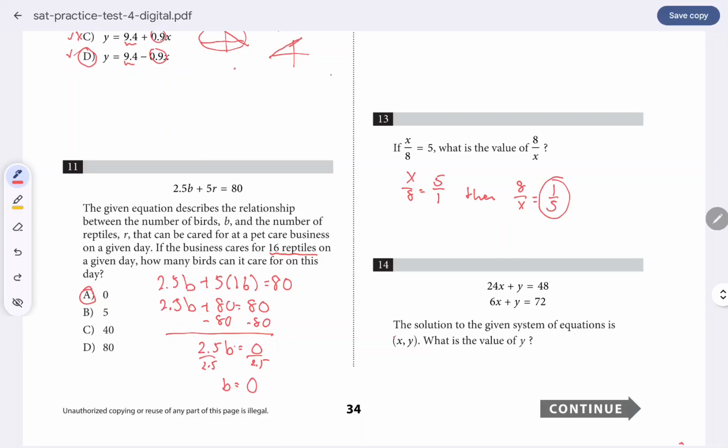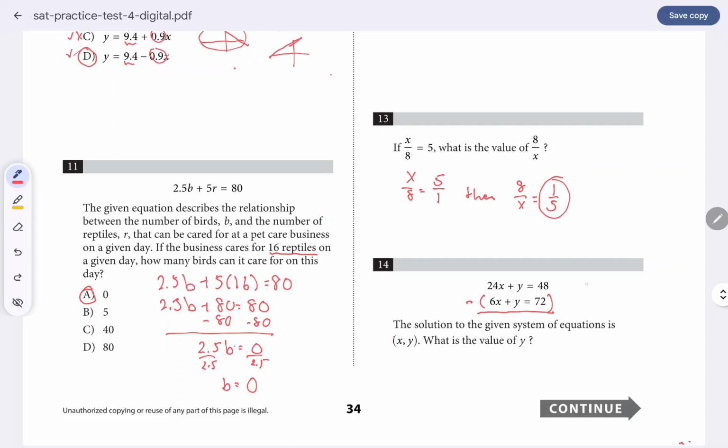Question 14 says, the solution to the given system of equations is x comma y. What is the value of y? So here we're given two equations, and we're trying to figure out what the value of y is. The best way to solve a system of equations like this is to try and get rid of one of the variables. And so I notice here that if we were to subtract this second equation from the first, the y's would disappear because you would get y minus y. That would give you 0.